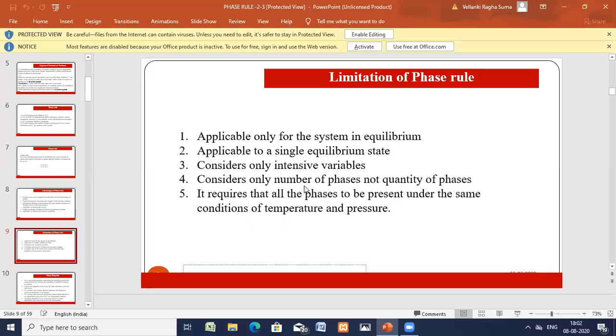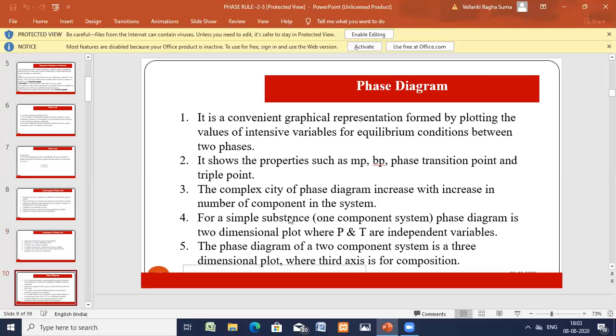It requires all the phases to be in the same condition of the intensive variables. So all the intensive variables should be in the same conditions of temperature and pressure. So all these account for the limitations.